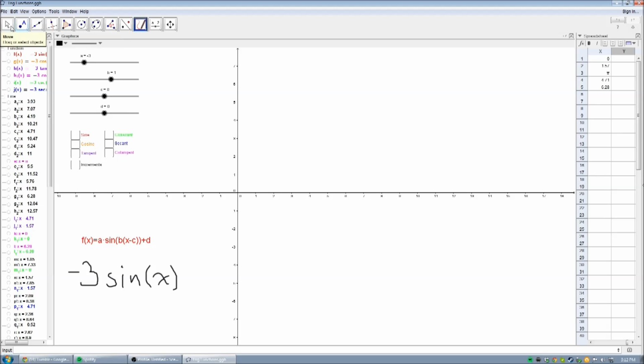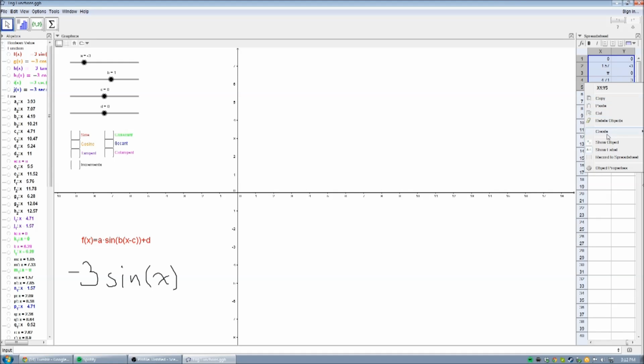Okay, so now when I'm finding my points, the sine of 0 is 0. In fact, I'm just going to go through and write these now, because 0 times anything is still 0. So the sine of 0, pi, and 2 pi are all going to be 0. The sine of pi over 2 is 1, and -3 times 1 is -3. And the sine of 3 pi over 2 is -1. -1 times -3 is +3.